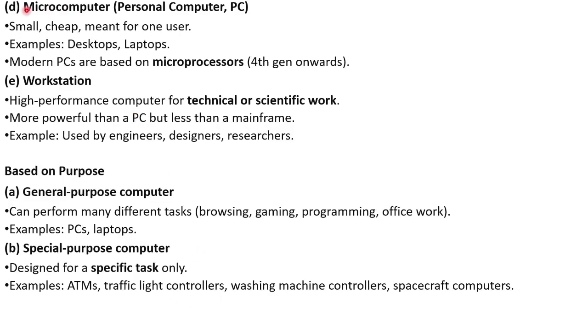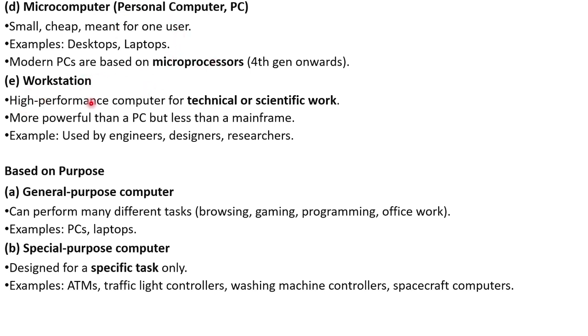Fourth type is microcomputer, personal computer PC, smallest, cheap, meant for one user. Examples: desktops, laptops. Modern PCs are based on microprocessor. These are the fourth generation. This type of computer, like microcomputer, was not developed in the third generation. It develops in the fourth generation onwards.